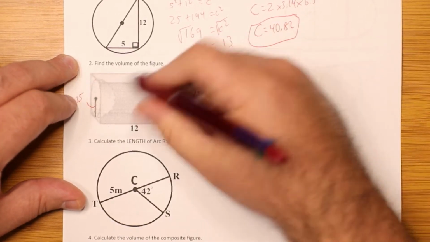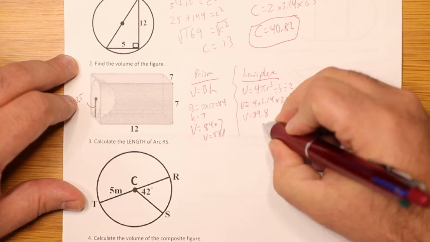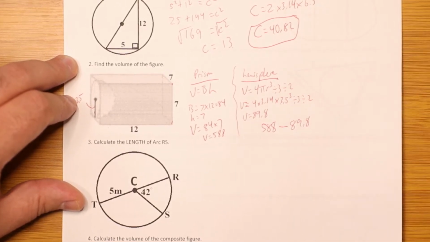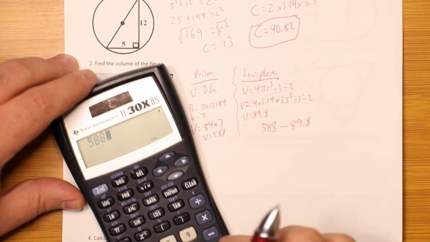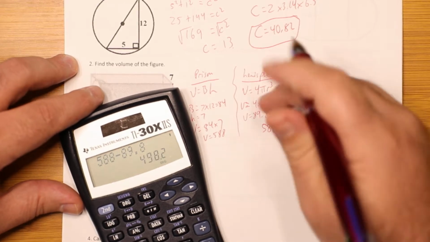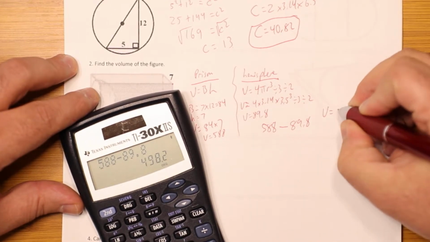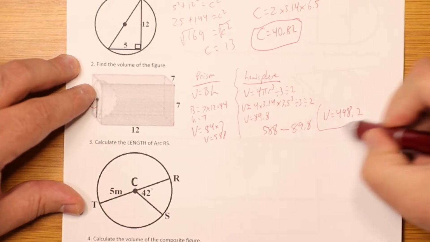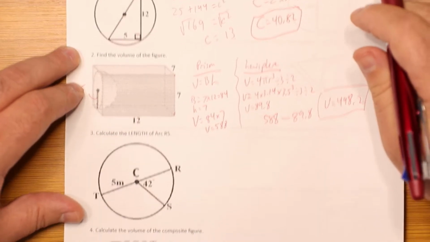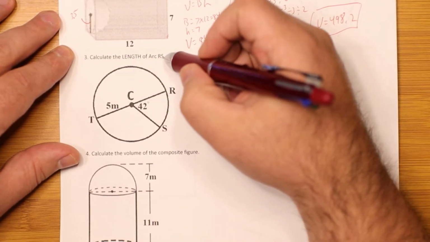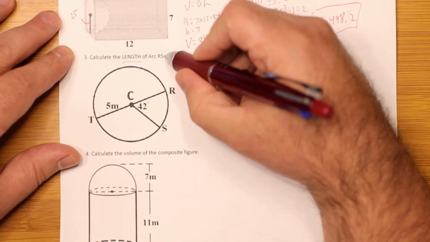So for the volume of the figure, we take the 588 and we subtract 89.8. And we're left with 498.2. Here's your volume.